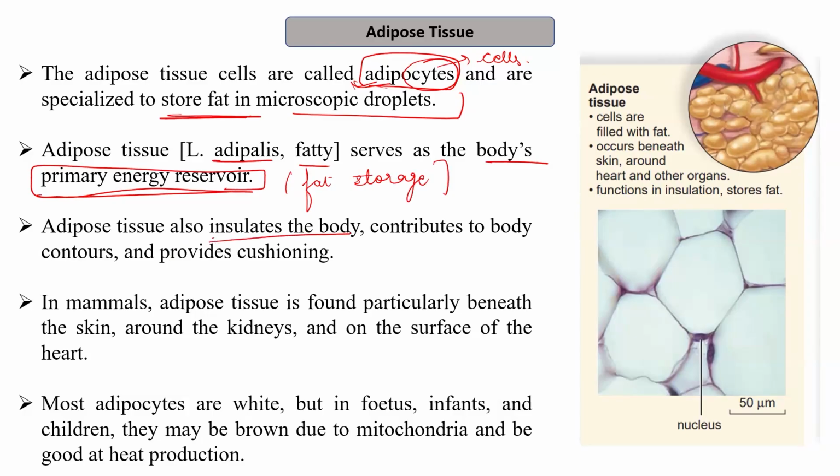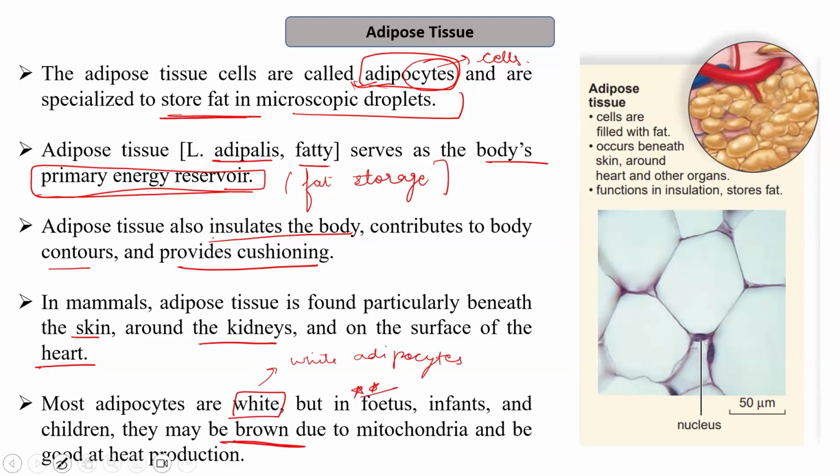So one main function of the adipose tissue is to provide insulation. It contributes to body contours and it provides cushioning to the internal organs as well. In mammals, adipose tissue is found particularly beneath the skin. It is found around the kidneys and on the surface of the heart, providing protection to these internal organs from sudden damage or sudden injury. Most adipocytes are white, so they are usually white adipocytes.